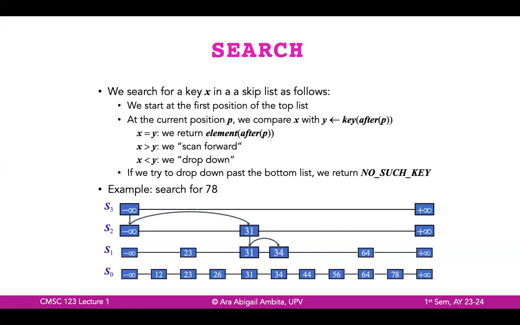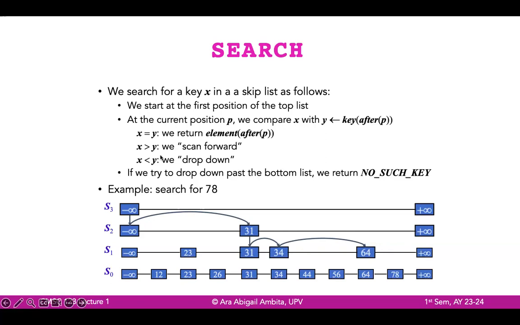Next, we compare the key 78 with the element after position P, which is 64. 78 is greater than 64. Since x is greater than y, we scan forward, so we move here. Now we are at 64, so P is equal to 64. Next we compare 78 with the element after P, which is positive infinity.